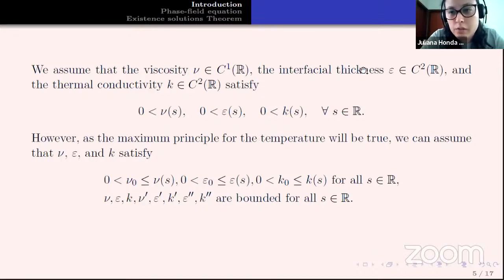And for the viscosity, interfacial thickness, and thermal conductivity: for the viscosity, we will suppose that it is a C^1 function. For ε and κ, they will be C^2 functions that are positive for all s in R. However, as the maximum principle for the temperature will be true, we can assume that there exist positive constants μ0, ε0, and κ0, such that those functions are lower bounded by those constants. And moreover, as the maximum principle for temperature will be true, those functions and their derivatives will be bounded for all s in R.